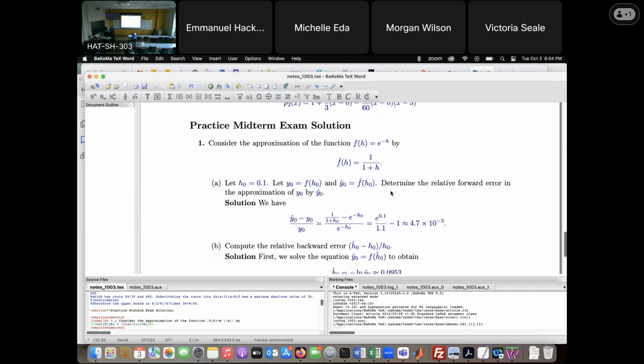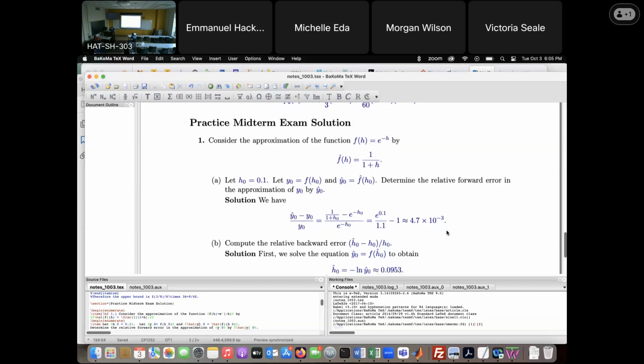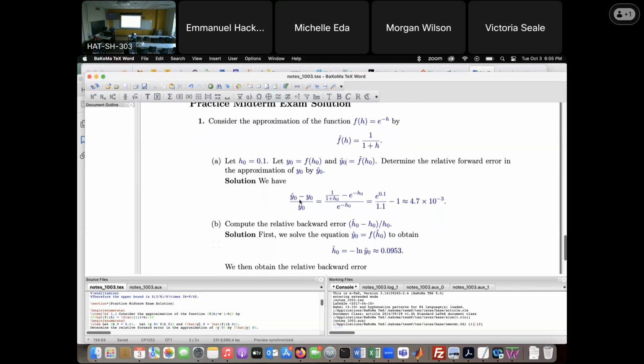Okay, so here we're dealing with computing relative forward error and backward error. You're given an h value of 0.1. So you go ahead and compute the exact value from the exponential. That's y0. And then y0 hat is the approximation evaluated at h naught. Now you have your exact value and your approximate value, so you can use the definition of relative forward error from your y values. So we have that here. It's fairly small. Please stop me if there are any questions about anything as I go. Okay, that's relative forward error.